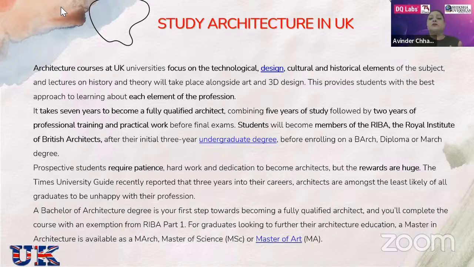So it takes about 7 years to become a fully qualified architect, combining 5 years of study followed by 2 years of professional training. The 5 years of study means 3 years of bachelor's and 2 years of your master's, followed by 2 years of professional training and practical work before your final exams for your Council of Architecture. And you have to ensure that when you enter a university for architecture courses, you become a member of the RIBA, the Royal Institute of British Architects, in the initial 3-year undergraduate degree before enrolling on a B.Arch diploma or an M.Arch degree.